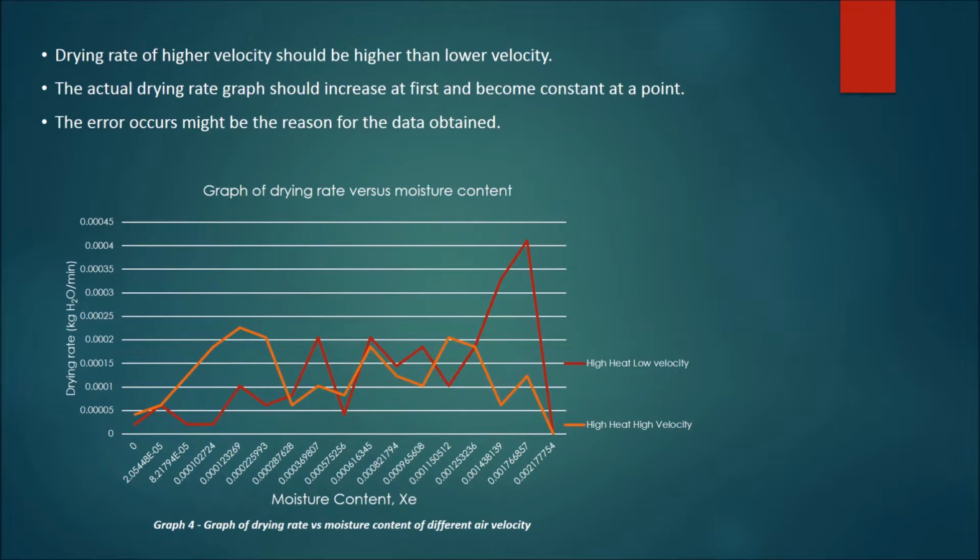On graph 4, we can see that the drying rate of higher velocity is higher than the lower velocity, even though the graph does not reflect the graph that we should obtain either. The real drying rate graph should increase at first and become constant at a point. This might be because of errors of the balance and the sensor. For the balance, the weight kept fluctuating as it was really hard to get the weight of the sand at each time interval. As for the sensor, we used an external sensor instead of the equipment sensor to measure the wet bulb temperature, since the values were completely different.